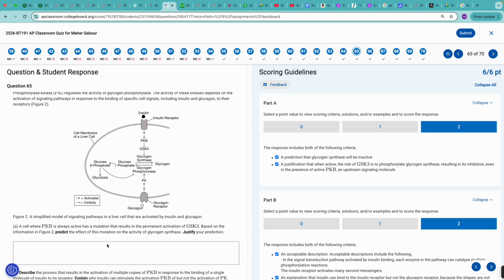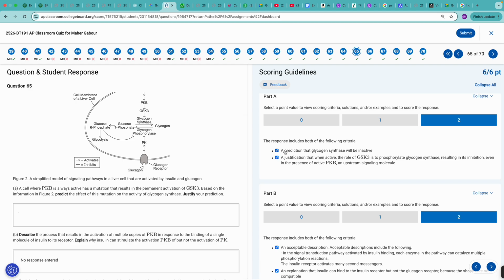So, a cell where PKB is always active has a mutation that results in the permanent activation of GSK3. So now GSK3 is always activated. Based on the information in figure 2, predict the effect of this mutation on the activity of glycogen synthase. So we know that GSK regulates glycogen synthase, and we know that it actually stops glycogen synthase. So if GSK3 is always active, that means glycogen synthase is inactive because GSK stops the glycogen synthase. So I predicted it and I justified it.